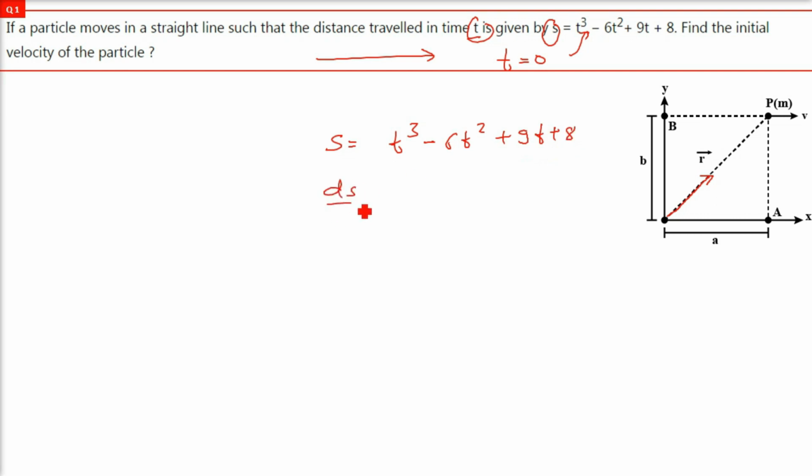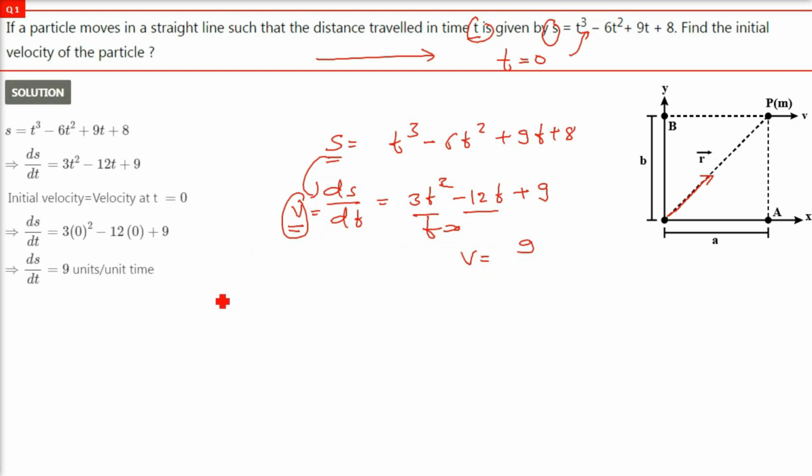When you do ds by dt, that's the differentiation of s, that is going to be velocity. Velocity is rate of change of distance. So let us just differentiate this and put t equal to 0. That will be your answer. So it will be 3t square minus 12t plus 9. Whatever comes, you have to just put t equals 0, because the initial velocity will be computed only when t equals 0. So when you put t equal to 0, only 9 will remain and that 9 is the velocity at the initial point. That's the initial velocity.